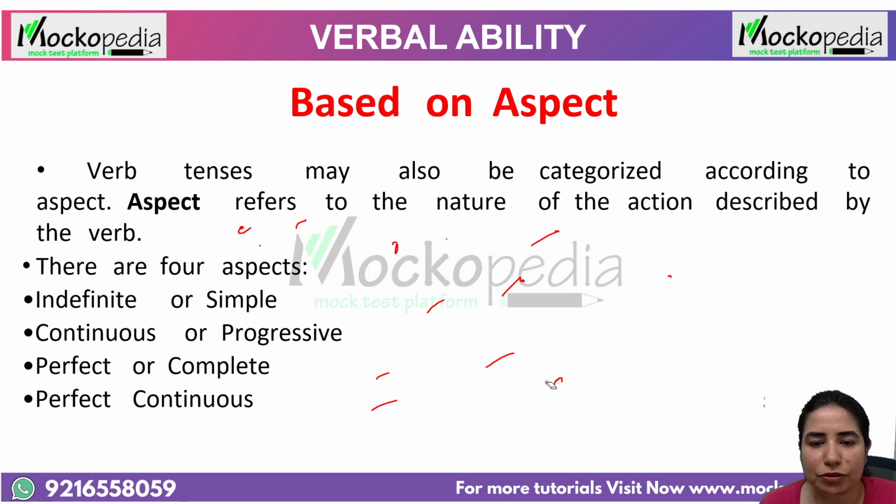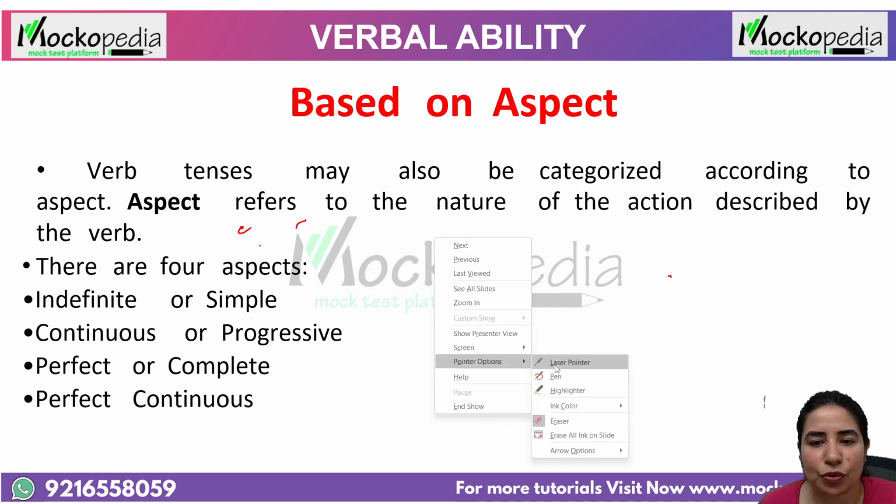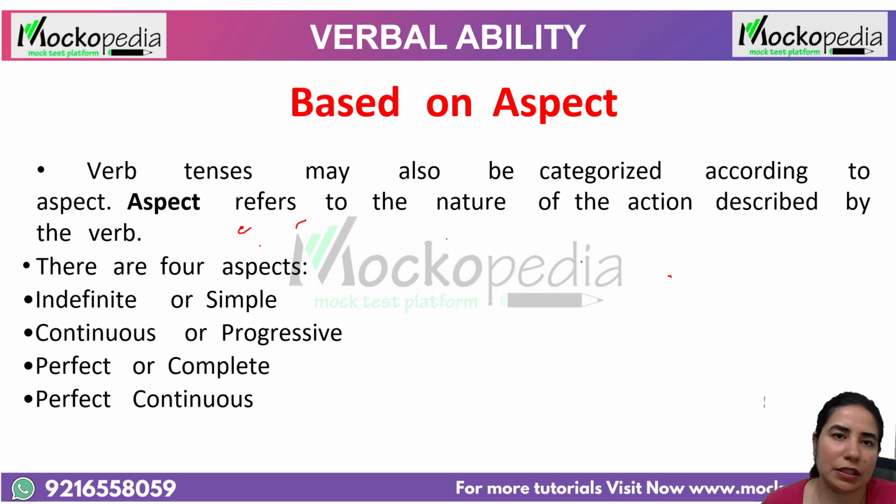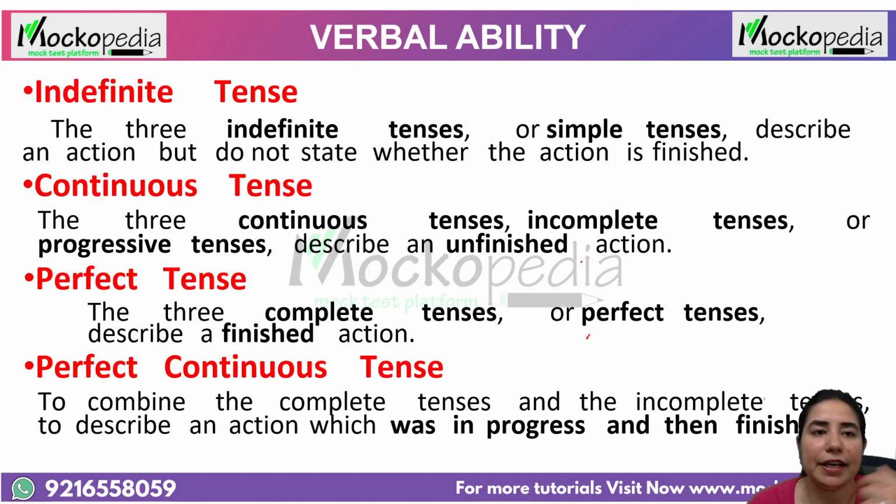So for each of the tenses, that means you're talking about present, you will have these 4 categories. You talk about future, it will have these 4 categories. You talk about past, it will have these 4 categories, right? So let's try and understand what are these categories, right? So the first category that we talk about is indefinite tense, right? So it does describe an action but does not state whether the action is finished or not. So this clarity indefinite tense will not provide.